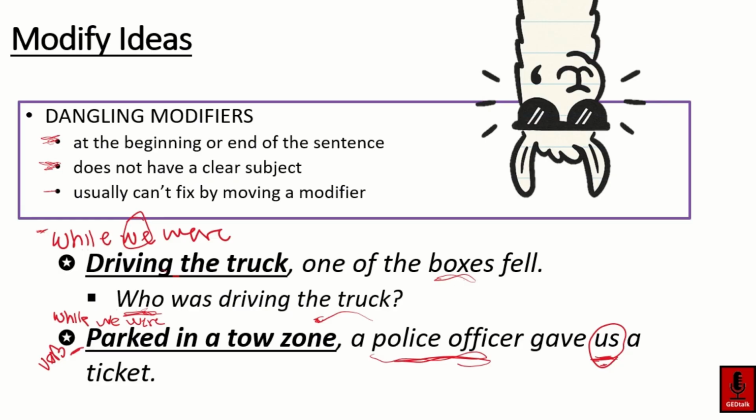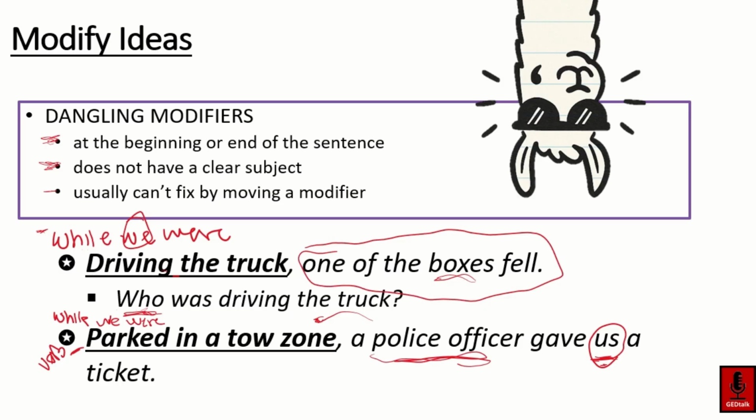You might have noticed too that when we were correcting the dangling modifiers, we ended up writing subordinating clauses. And for those of you who are like, what's a subordinating clause? Subordinating clauses are dependent clauses. They cannot stand on their own, and therefore they need an independent clause to follow. So you can't just write "while we were driving the truck," period. That is a sentence fragment that will get points knocked off for it. That is incorrect. You can't just write "while we were parked in a tow zone," period. That is once again a sentence fragment. Dependent clauses require an independent clause too.